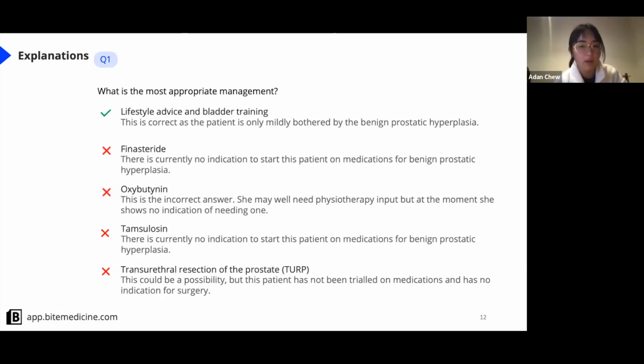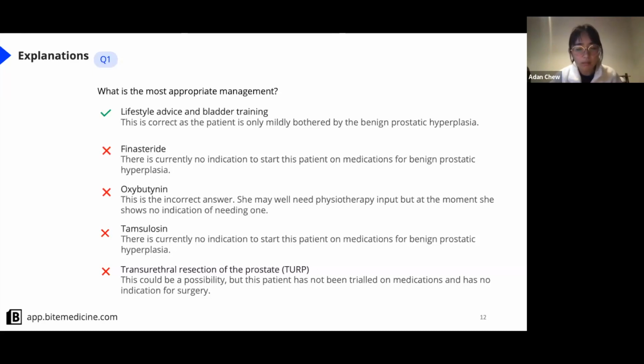So finasteride and tamsulosin are both used in BPH, but we wouldn't really want to medicate that patient in this case because he's not super concerned about it. And obviously, when you initiate someone on the medications, there's also the side effect profile that you would need to consider. A TURP for this gentleman could be a possibility, but it's usually reserved as the last line when they're not really responsive to medications, or there are other more complex issues that contraindicate medication use or conservative management.